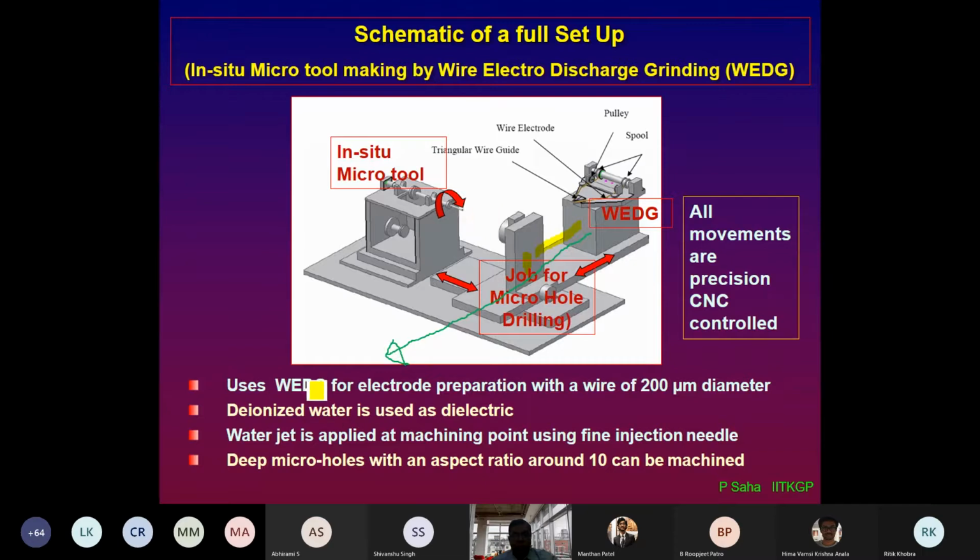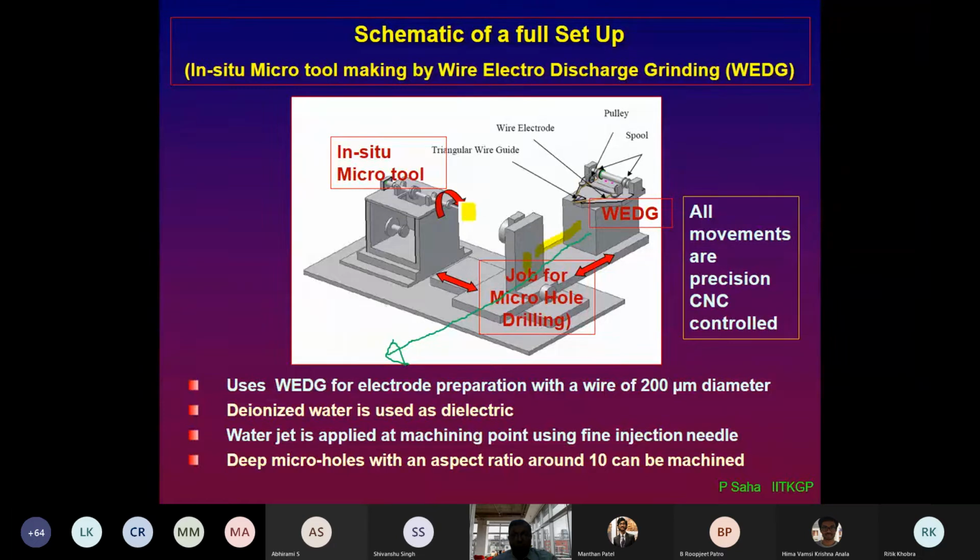So it uses wire electric discharge grinding for electrode preparation with a wire of around, say, 200 micron diameter. Deionized water will be used as the dielectric. Now, so long as we make the tool, this is the job, and this portion is the tool.